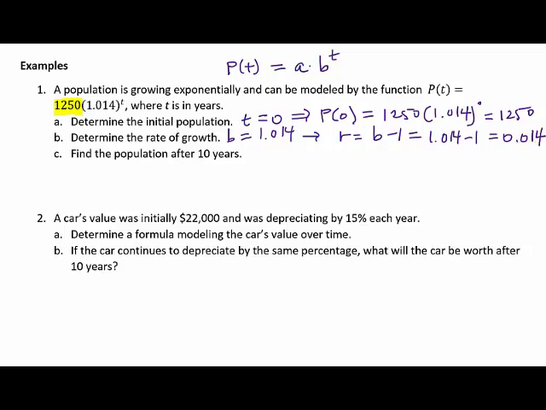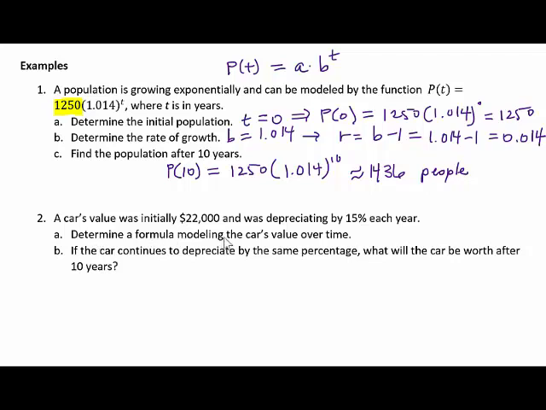Find the population after 10 years. So we're going to evaluate P(10). That's 1250 times 1.014 to the 10th power, or approximately 1,436.